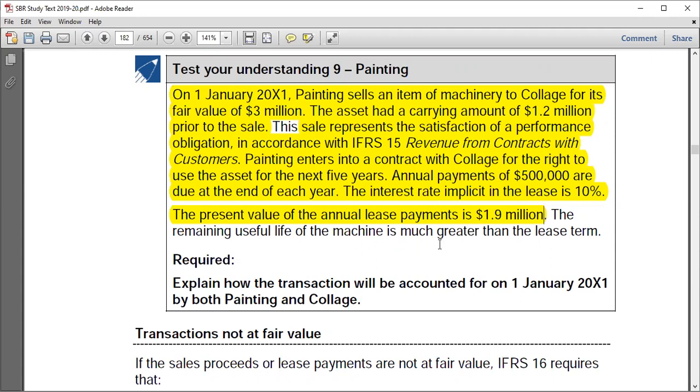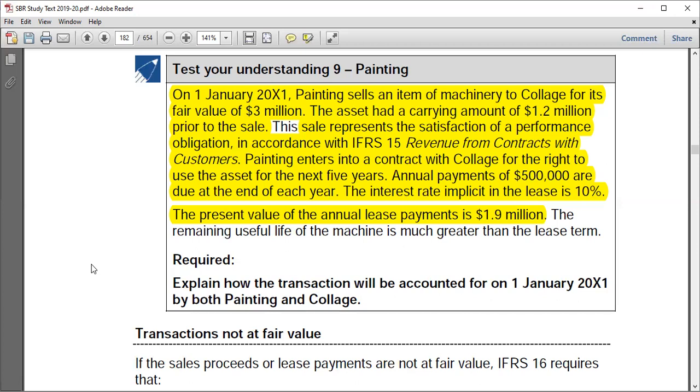Because if it covers the majority of the asset, it could be a finance lease. So right now it should be an operating lease. Explain how the transaction will be accounted for on 1st January 2021, at the very beginning of the lease, by both Painting and College. You see, Painting now is a lessee and the College is a lessor. What would they have done?